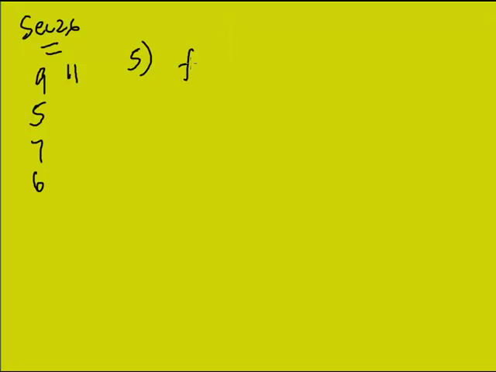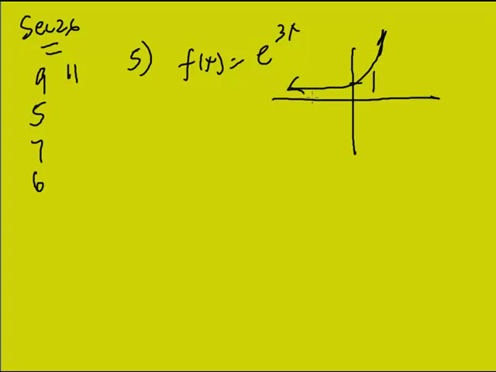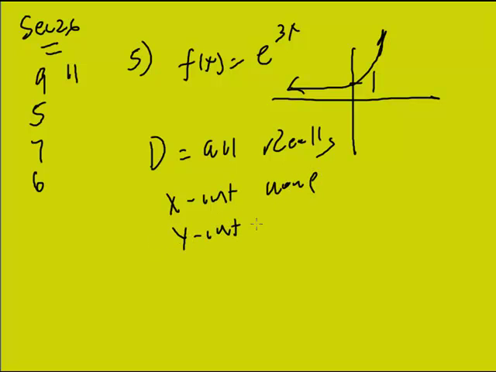Okay, you have f of x is equal to e to the 3x. You've got to know what the graph of this looks like. It's an exponential curve. This one goes through 1. It looks like that. If you know the graph, you can answer all the questions. Since the curve goes all the way left to right, the domain is all reals. So, x-intercept, does it cross the x-axis? No. Does it cross the y-axis? Yeah, y is equal to 1. Done.